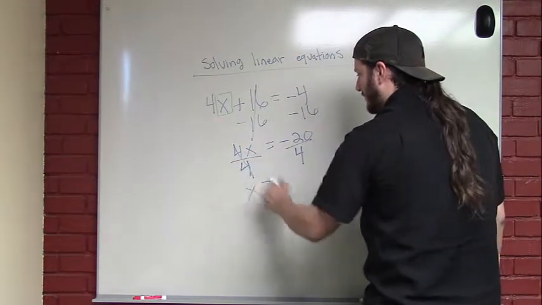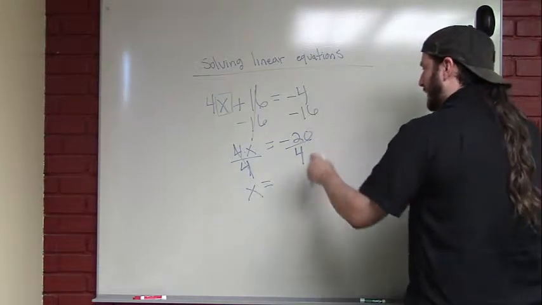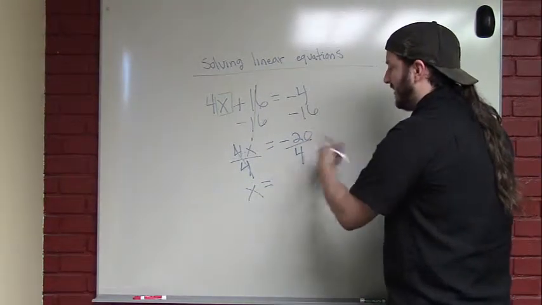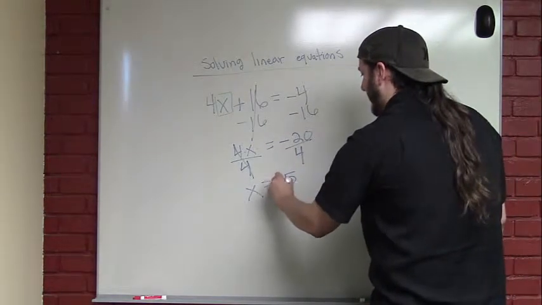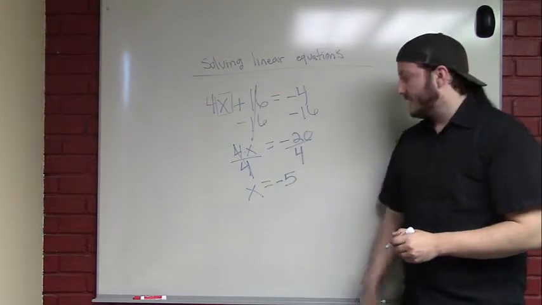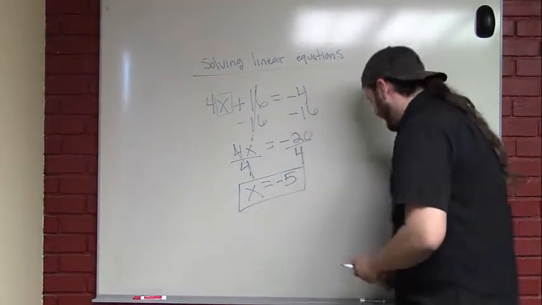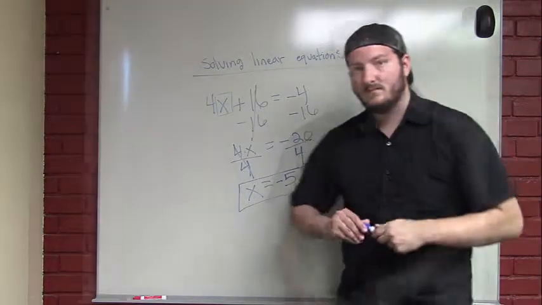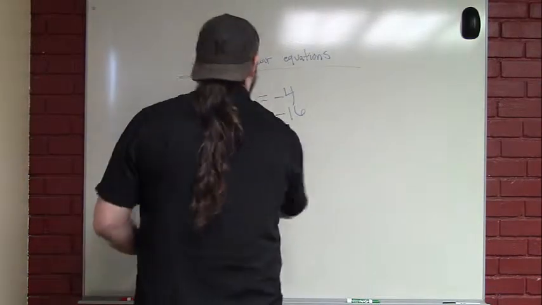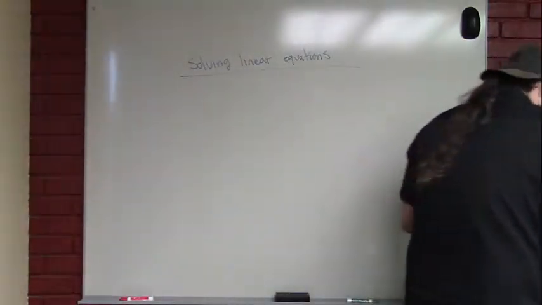So x is going to equal, now how many times does 4 go into 20? Negative 20 really, but 4 goes into 20 5 times, and it's going to be a negative 5 because we have this negative here, okay? So that is your very first one, not too bad, right? Alright, so on to our next problem. What does our next problem look like?